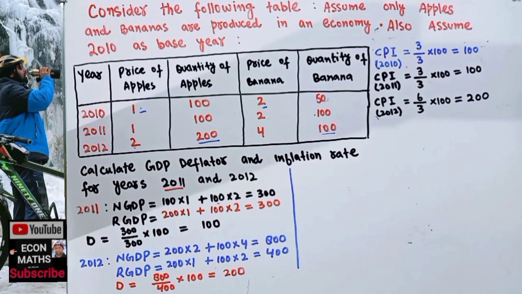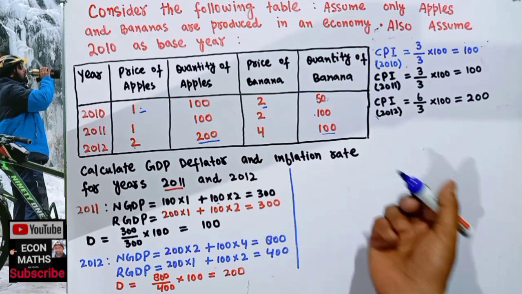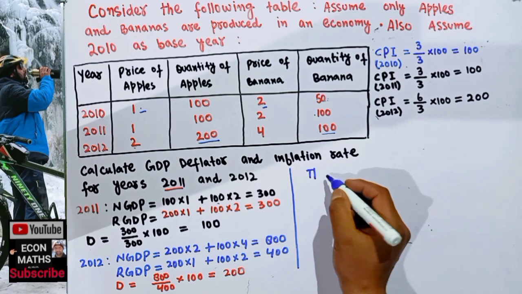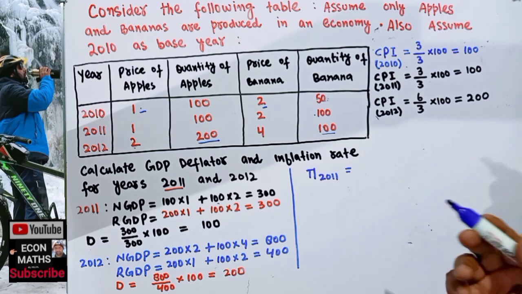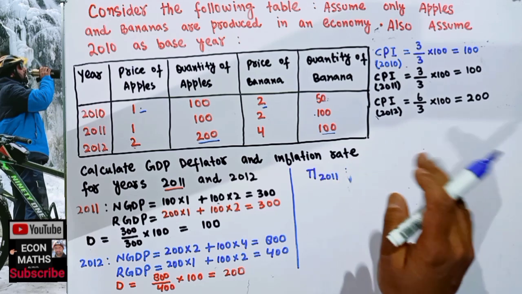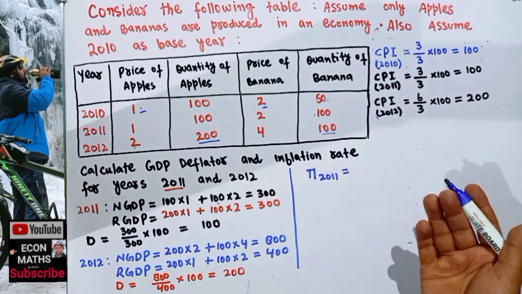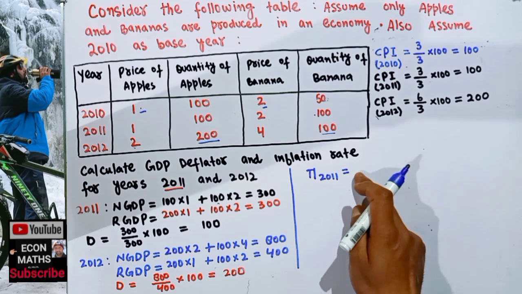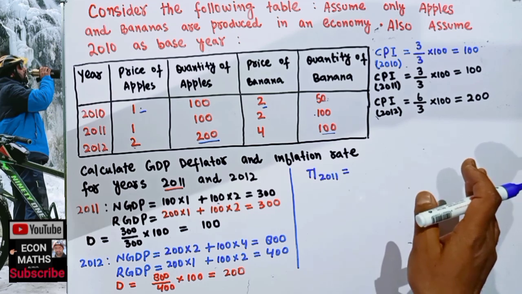Okay, now we can calculate the inflation rate. So let's denote the inflation rate by pi. Okay, so the inflation rate for 2011 will be equal to, and remember that inflation is always between two periods. Between 2011 and 12, or between 2010 and 11. So inflation is always calculated between two periods of time.